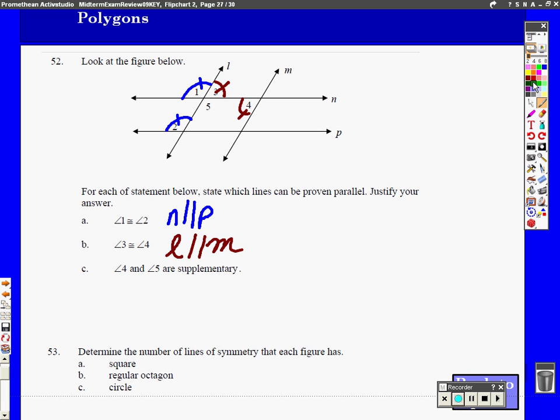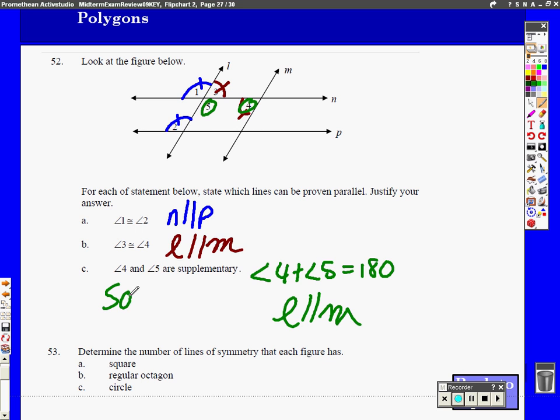Alright, finally, angle 4 and angle 5 are supplementary, which means that angle 4 plus angle 5 add up to 180 degrees. If angle 4 and angle 5 add up to 180 degrees, then lines L and M have to be parallel because they would represent same side interior angles.